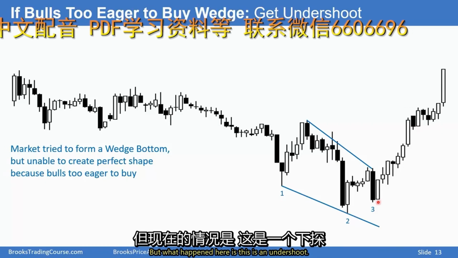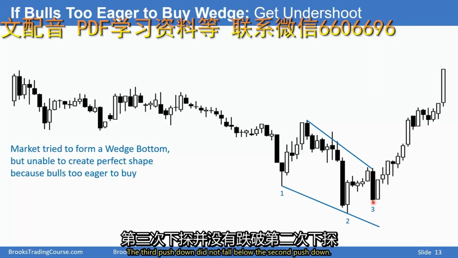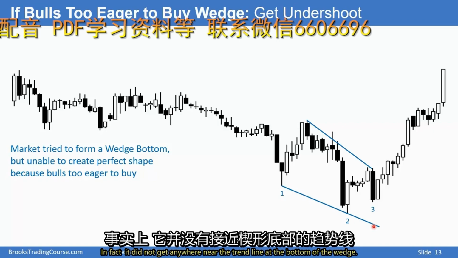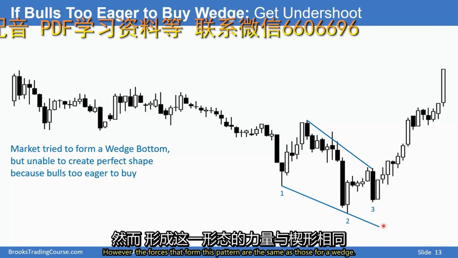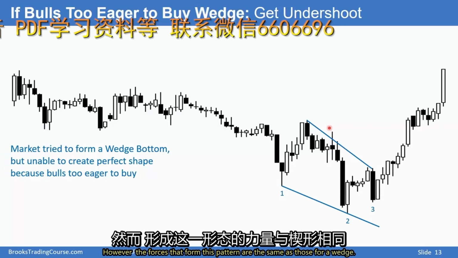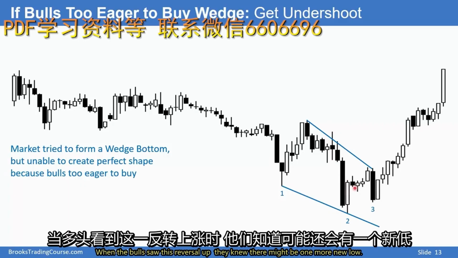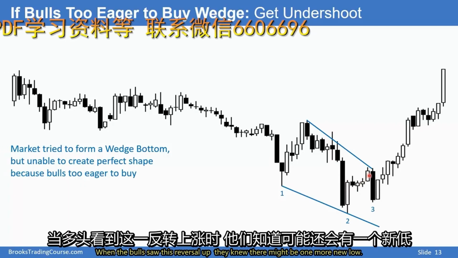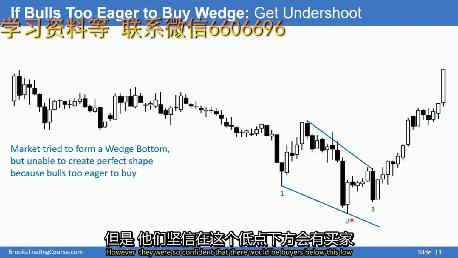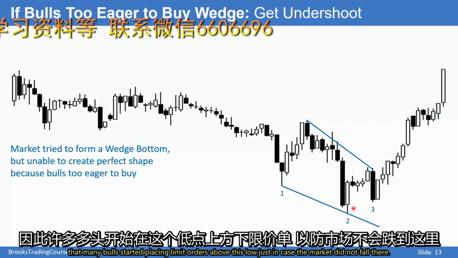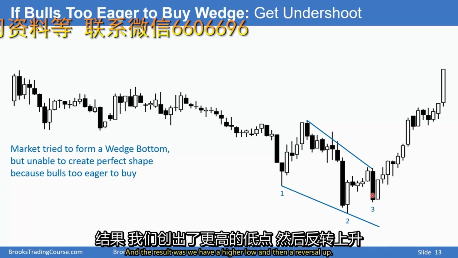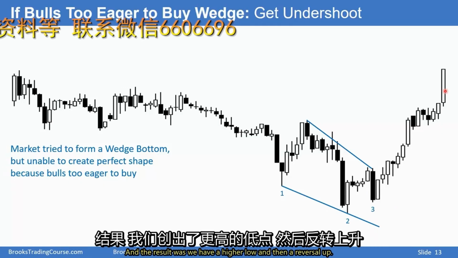But what happened here is this is an undershoot. The third push down did not fall below the second push down. In fact, it did not get anywhere near the trend line at the bottom of the wedge. However, the forces that form this pattern are the same as those for a wedge. When the bulls saw this reversal up, they knew there might be one more new low. However, they were so confident that there would be buyers below this low that many bulls started placing limit orders above this low, just in case the market did not fall there. And the result was we have a higher low and then a reversal up.